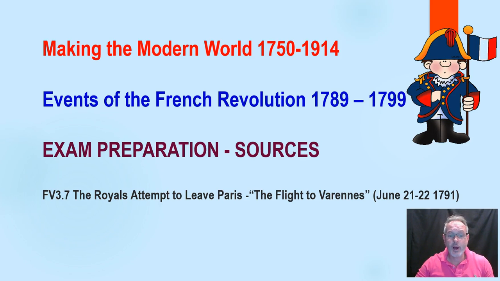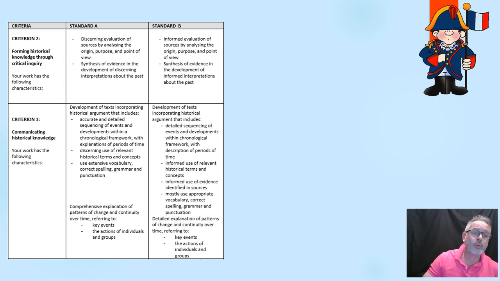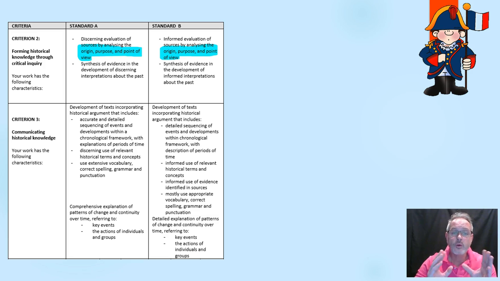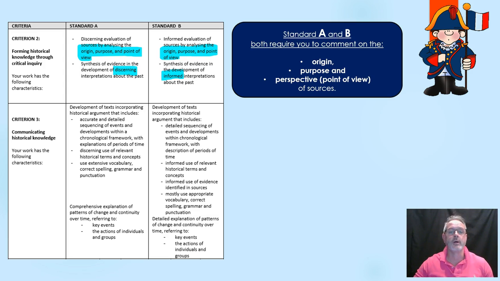Let's have a look at how we might respond to sources in an exam context. It's really important we do this because a lot of the criteria emphasizes how you use sources. Criteria 2, to get an A or a B, you need to speak about the origin, the purpose, and the point of view that comes through a source, and we'll have a look at how you might do that in this video. The difference between an A and a B is the use of adjective, whether the work you've done is discerning or informed in the interpretations you make.